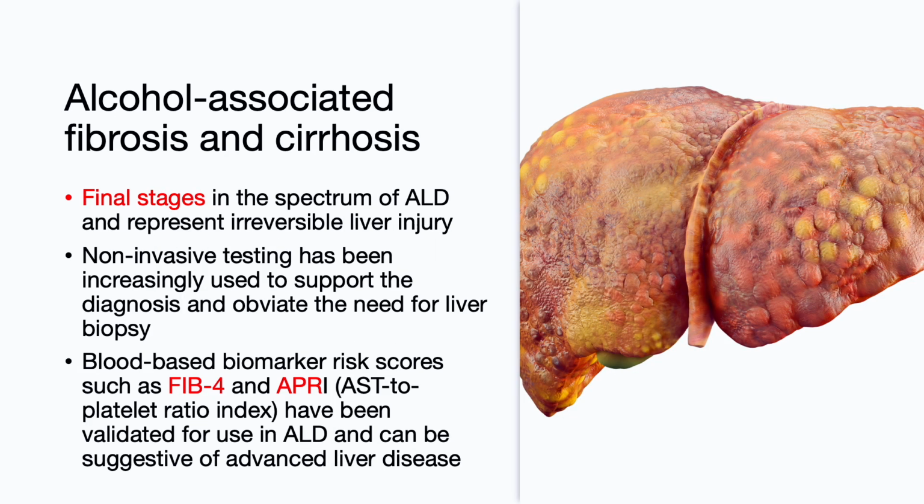What about alcohol-associated fibrosis and cirrhosis? Well, this is the final stage in the spectrum of alcohol liver disease and represents irreversible liver injury. While classically these were histopathological diagnoses, non-invasive testing has been increasingly used to support the diagnosis and avoid the need for liver biopsy. Blood-based biomarker risk scores such as FIB4 and APRI index, which is AST to platelet ratio index, have been validated for use in alcohol liver disease and can be suggestive of advanced liver disease.